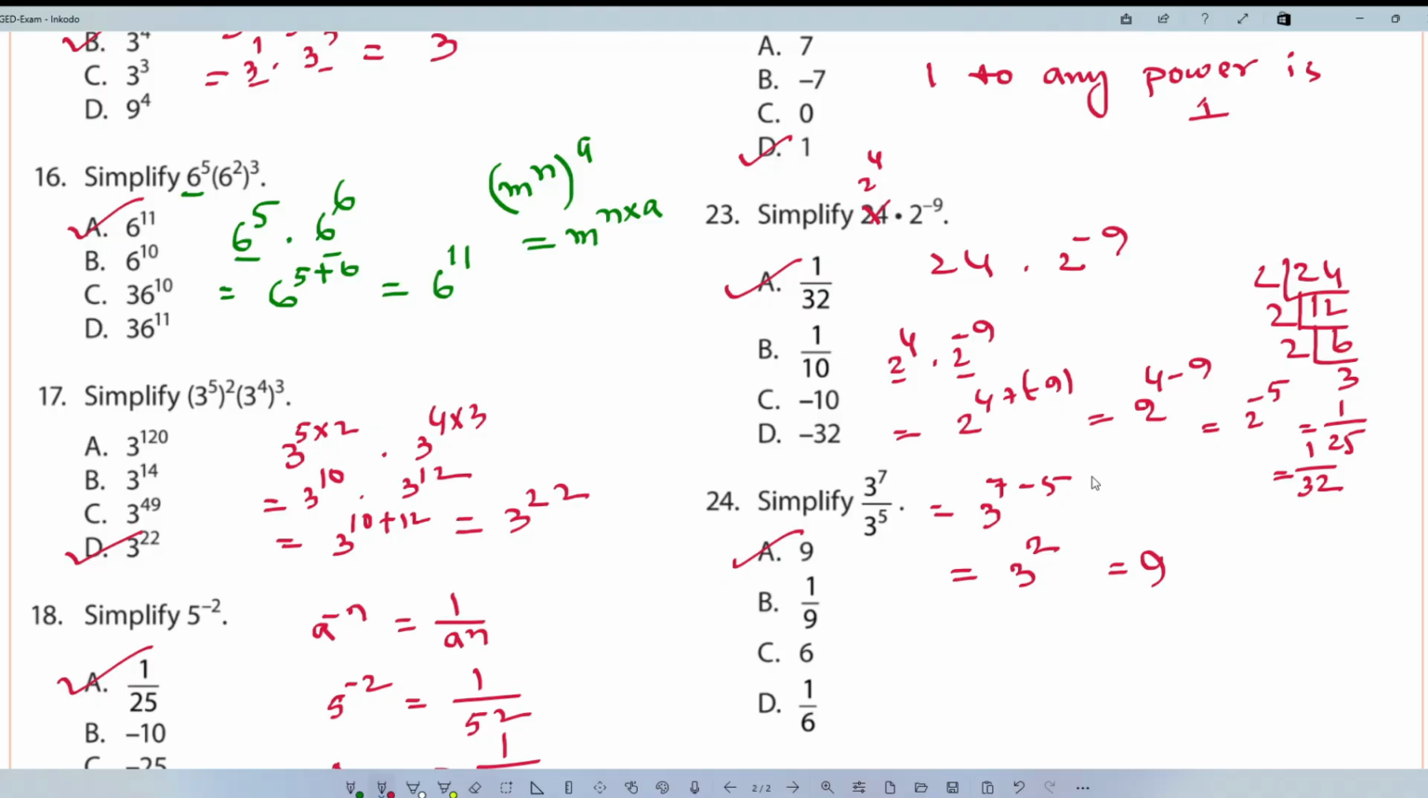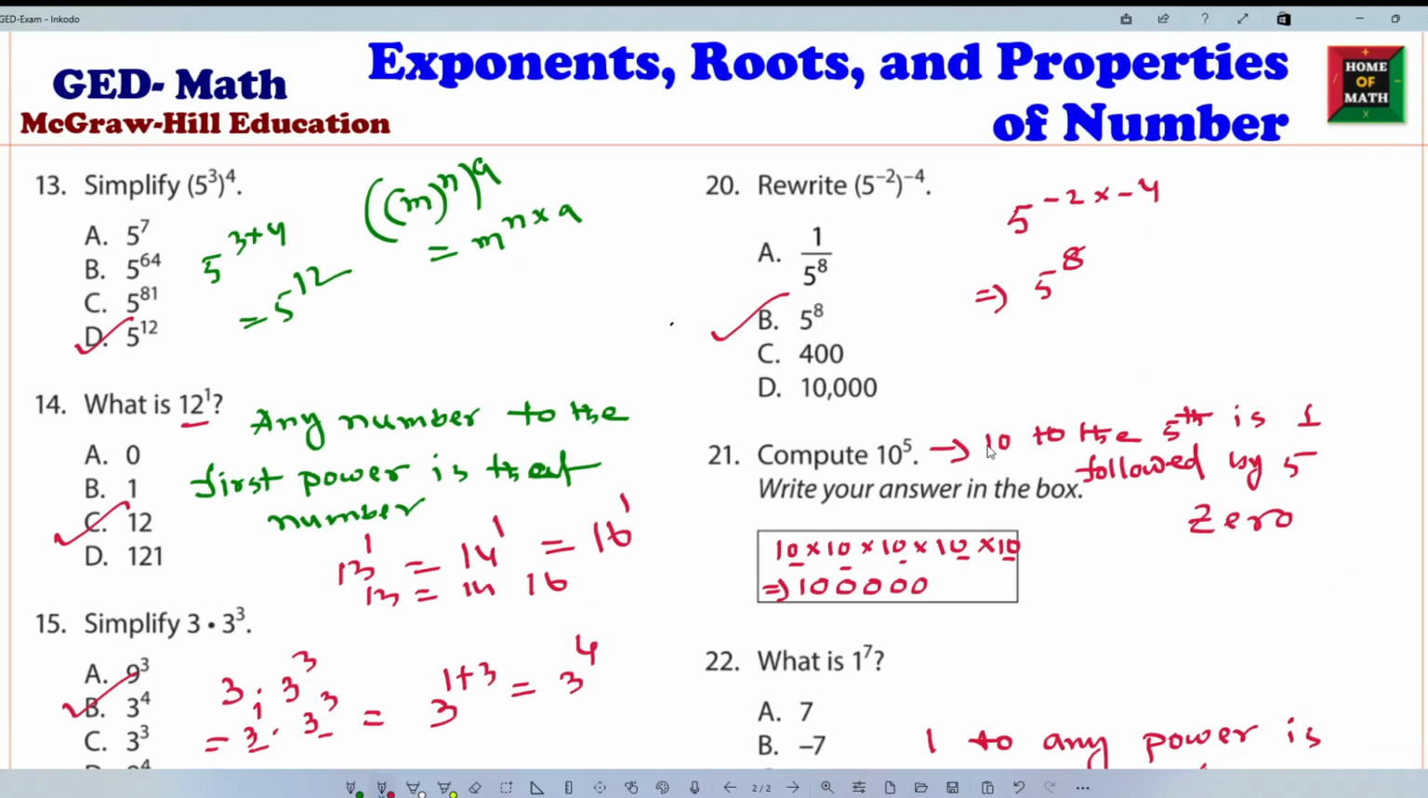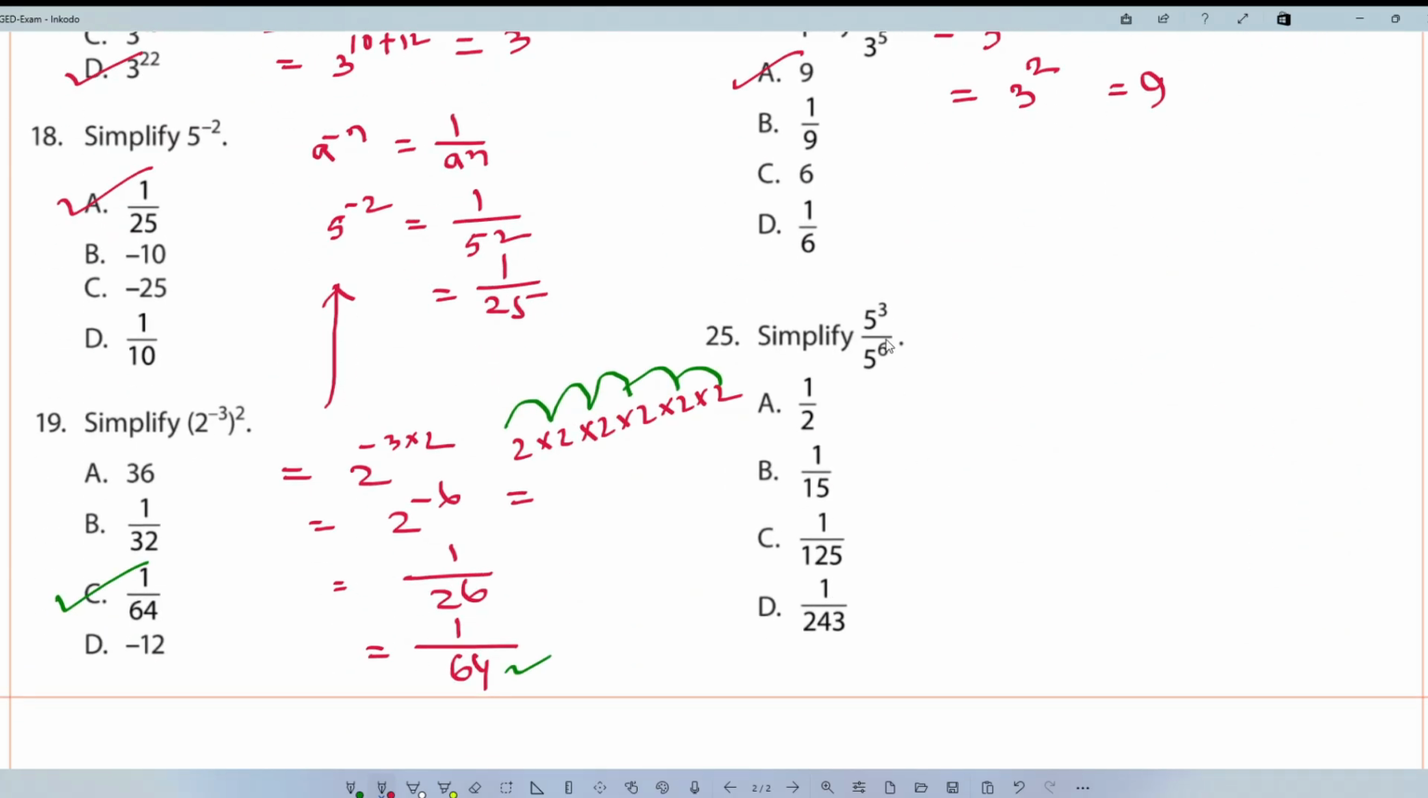Okay, so last one in this video, look, we are trying to learn about exponent roots and properties of numbers, GED Math Test. We are following the McGraw-Hill Education book, and this is our first part, episode 1, and our last topic is simplify 5 to the power 3 divided by 5 to the power 6. Okay, so what will be our answer? This one we can write 1 divided by 5 to the power 6 minus 3, it means 1 over 5 to the power 3, it means 1 by 125. Okay, so 125, number C.